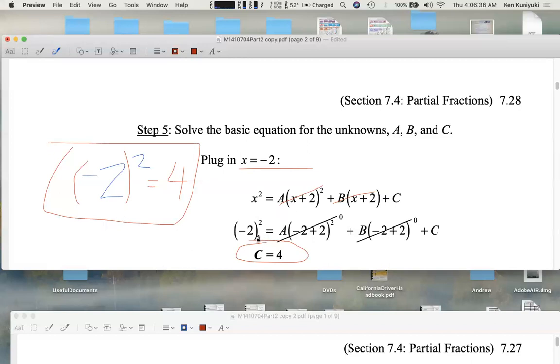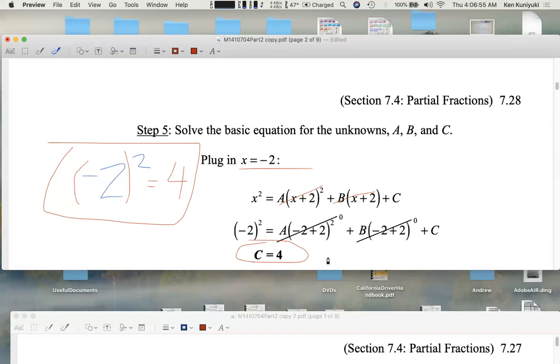Again, the square of negative 2 is positive 4. These are zeros, 0 terms. C over here. C equals 4. All right. Now, assuming we haven't made any mistakes, C is 4. If we haven't made any mistakes yet, and we haven't, then C will be 4.